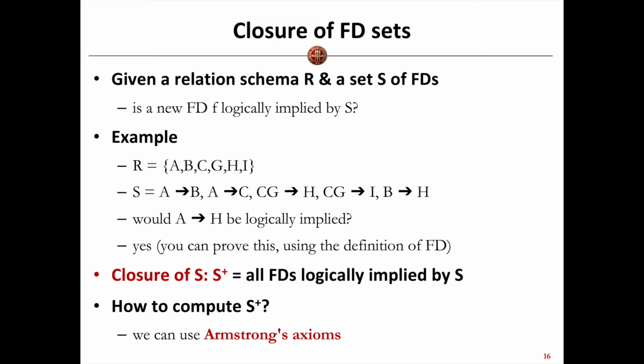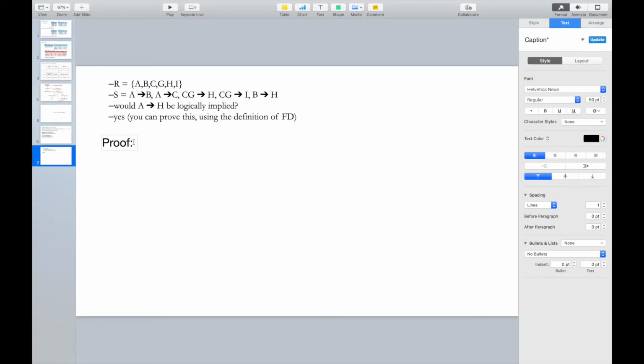So we can check, maybe it is correct, right? Because according to the existing FDs, we have A implies B, and we also have B implies H. And we can say A implies H based on the definition of FDs. And how can we prove this? Let me provide you with a proof. Based on the question, we want to prove that A implies H can be logically implied by the existing FDs we have in the set S. So the first one is, we know based on the definition we have A implies B.